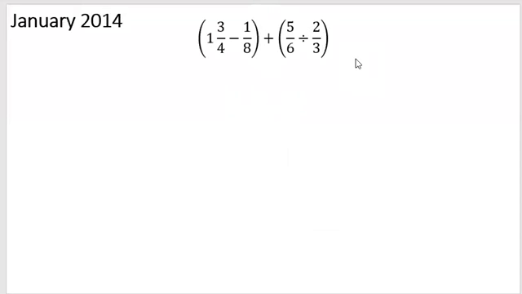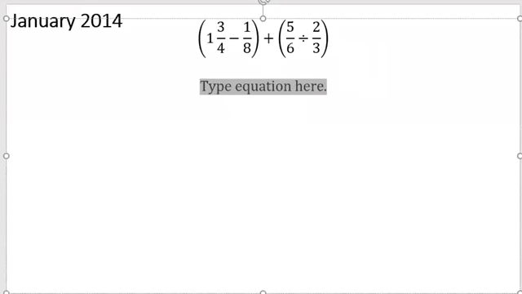So now we have January 2014. So now we have two brackets. So we'll need to work the brackets separately, and then we can do our addition of whatever answers that we get. So we're going to start with the first bracket, changing our mixed fraction to an improper fraction. So we have 4 1s, 4 plus 3, 7 over 4 minus 1 over 8.